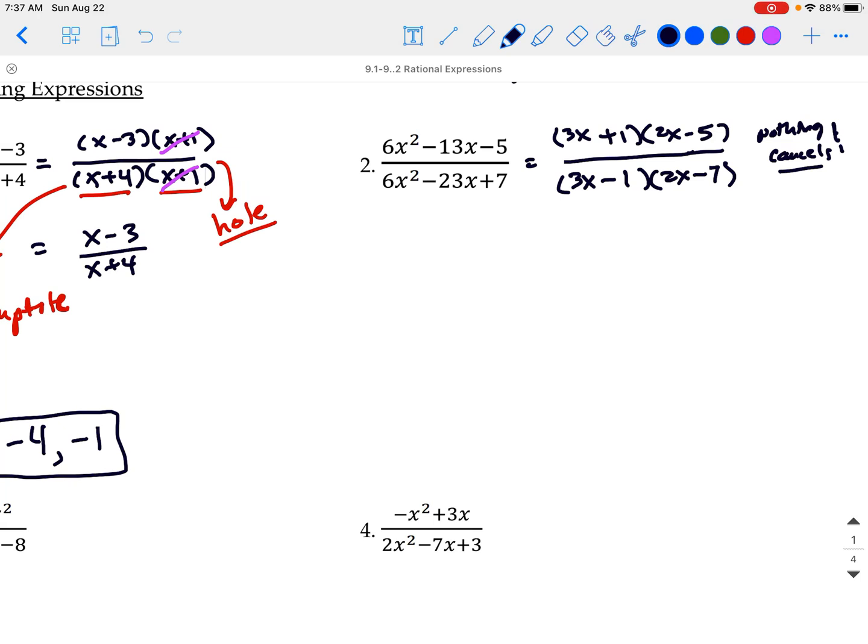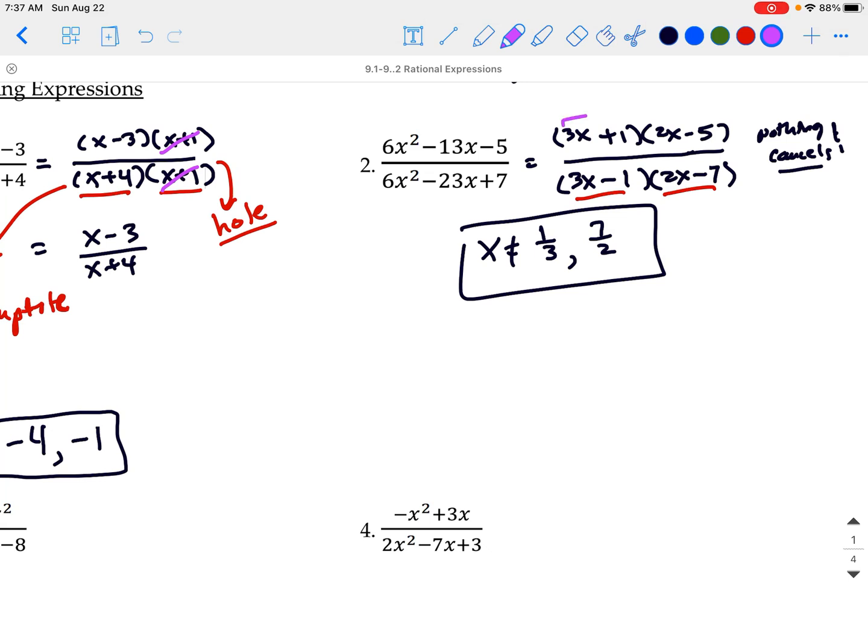So don't assume that everything is going to have factors that cancel, right? So this is actually already fully simplified. So we don't need to do any more work, but we will note what x cannot equal, which again is those denominator values. So 1/3, and it looks like 7/2. The numerator, we'll just note we don't mind having zeros there because we can take 0 and divide it by any number we want. So the numerator values are not going to factor into our domain discussion. They will factor in, though, for the roots or x-intercepts of our equations.